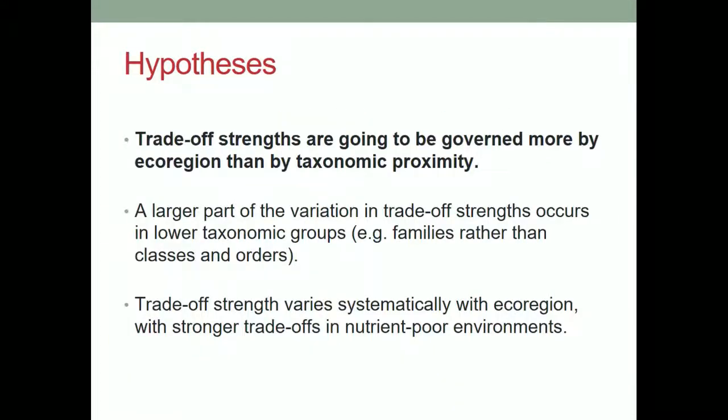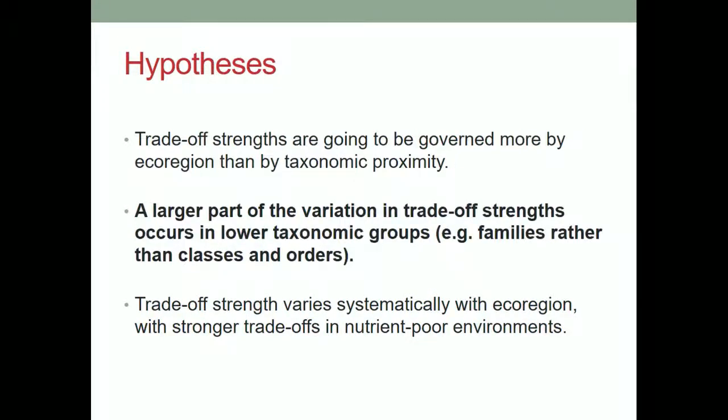So I'm going to move on to the hypotheses I have. The first one is that trade-off strengths are going to be governed more by ecoregion than taxonomic proximity. The thinking behind this is that you generally get many different genera occurring in a single ecoregion, but you don't get a single genus that only occurs in one ecoregion. It follows that the larger part of the variation in trade-off strengths is only going to occur in lower taxonomic groups.